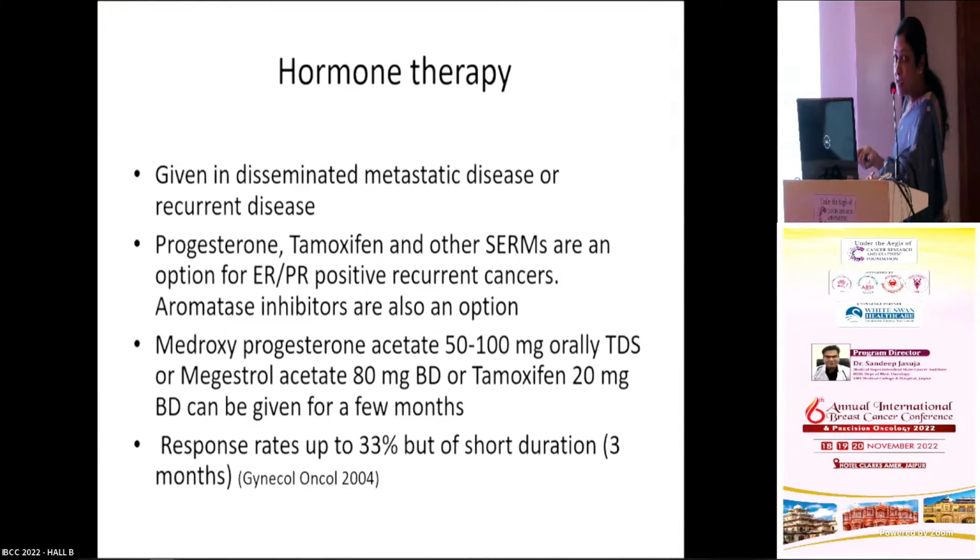Hormone therapy is also given in disseminated, metastatic or recurrent disease. Progesterone is the first line therapy. Tamoxifen and other SERMs are an option. Aromatase inhibitors and tamoxifen form the second line or second preferred hormone therapy. Medroxyprogesterone acetate and megestrol acetate are the most commonly used, and tamoxifen can also be given for a few months, although response rates of up to 33% are seen, but for short duration only.